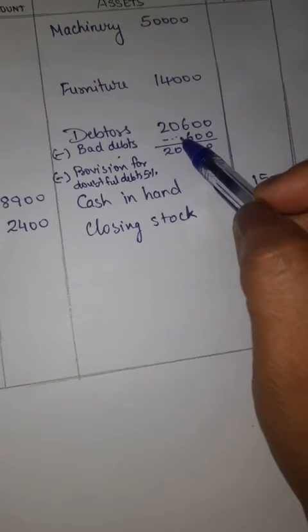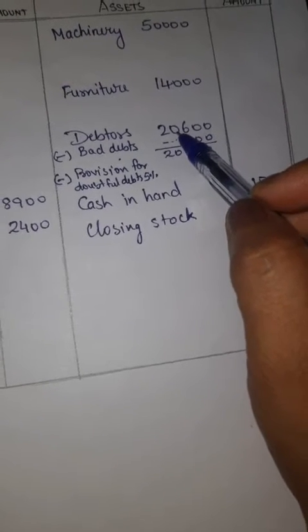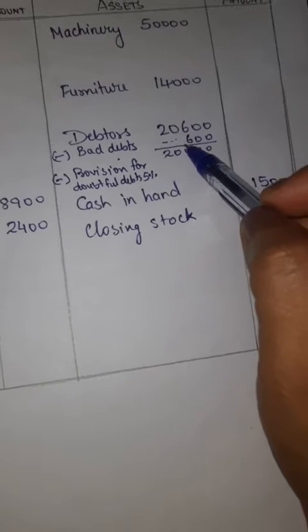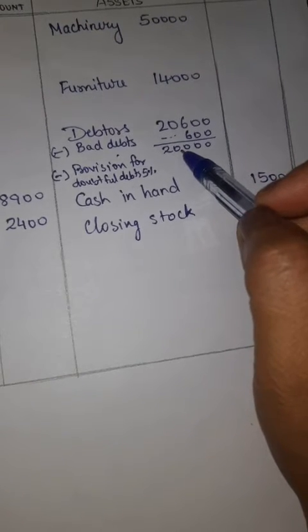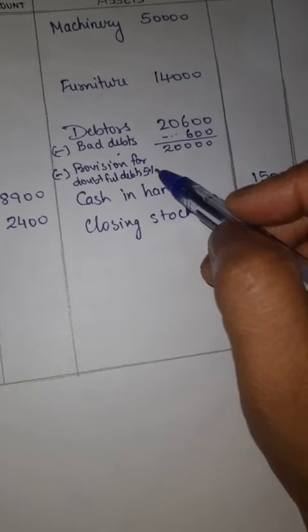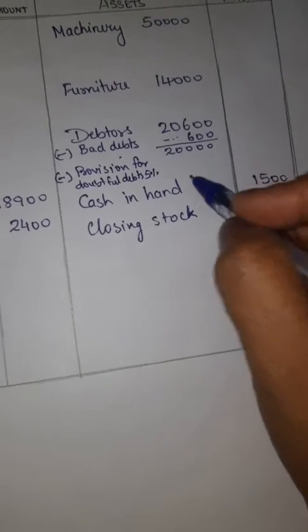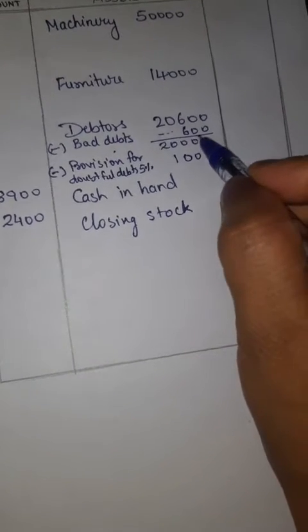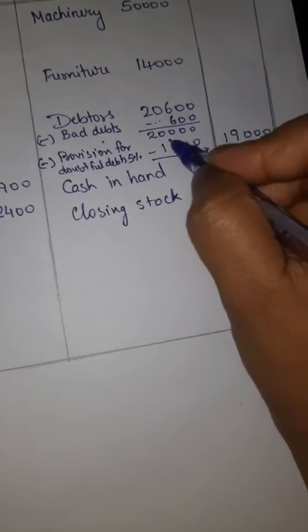So the correct way of doing this problem is, the first step is reduce the value of bad debts, and from the remaining amount of debtors you have to create the provision. So on 20,000 if you create 5% provision, the answer you will get is 1,000. 20,000 into 5 divided by 100 will give you the answer 1,000. So the total debtors now with you is 19,000. 20,000 reduce 1,000, you will get 19,000.